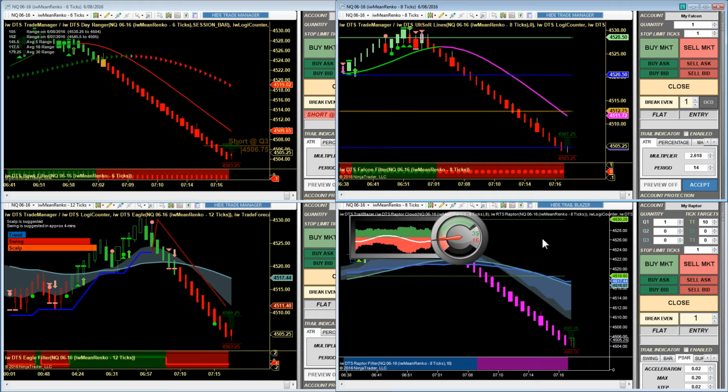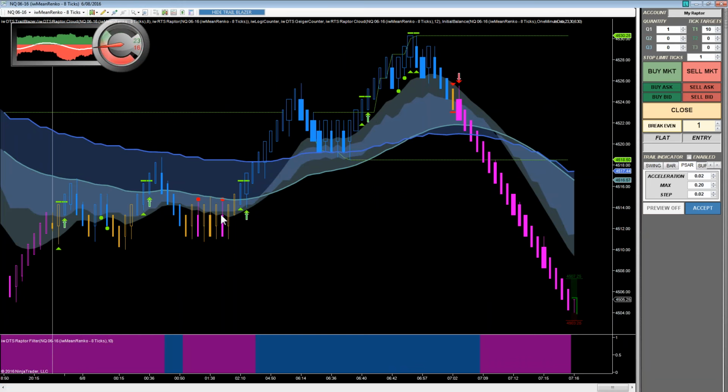Jim says, I'm noticing on the Raptor, yellow bar sells and longs are working. Yeah, with the Raptor, the yellow bars are not as detrimental as they are on the Hawk. With the Raptor, we're a little bit more concerned about the price structure and where it's developing as well.